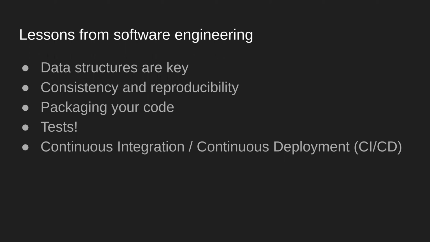Consistency and reproducibility are obviously very important in software engineering. You want your code to run day in and day out and do the same thing over and over again. This is also a big problem in research, especially machine learning, where there's a lot of randomness. There are ideas from software engineering that we can borrow to make your experiments more consistent and more reproducible.